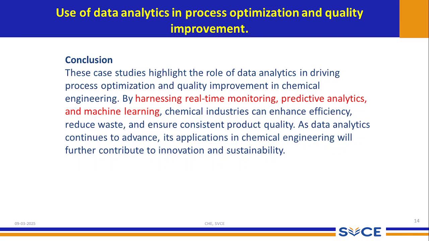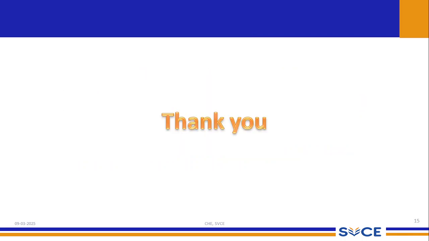By harnessing real-time monitoring, predictive analytics and machine learning, chemical industries can enhance efficiency. Very important, please underline the words: by harnessing real-time monitoring, predictive analytics and machine learning, chemical industries can enhance efficiency, reduce waste and ensure consistent product quality. As data analytics continues to advance, its application in chemical engineering will further contribute to innovation and sustainability. Okay, I have another three case studies.